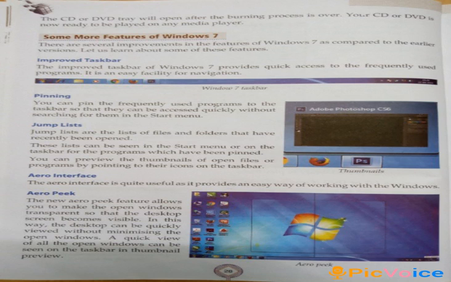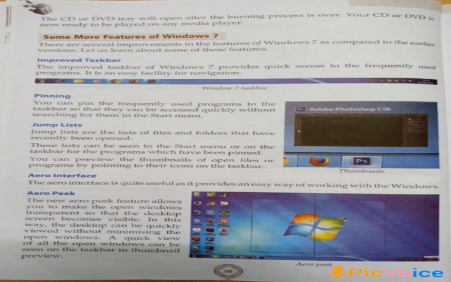My dear students, we can pin the frequently used programs to the taskbar so that they can be accessed quickly without searching for them from the start menu. Then jump list. Jump lists are lists of files and folders that have recently been opened. This list can be seen in the start menu or on the taskbar for the program, and we can preview the thumbnails of open files or programs by pointing to their icons on the taskbar.